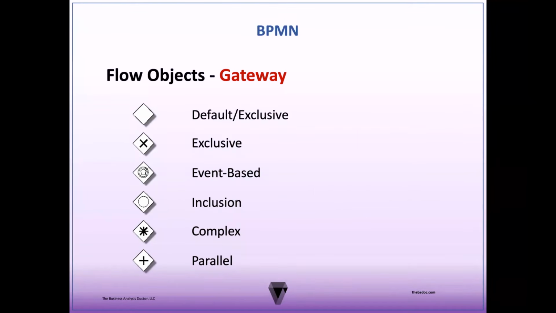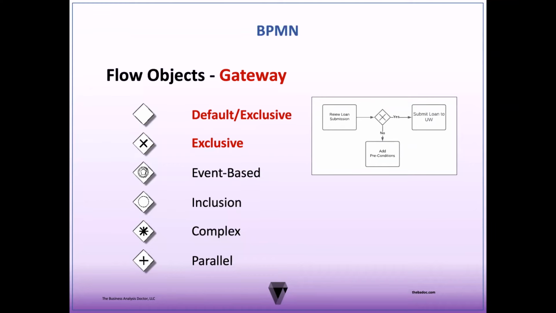Now let's discuss gateways. A gateway is used to control the splitting and joining of sequence flows in a process. The general icon for a gateway is a diamond, but there are several internal markers that indicate a particular type of control over the flow. Here are the most common types of gateways. An exclusive or default gateway is used to create alternative paths within a process flow. This is a decision point for the process.